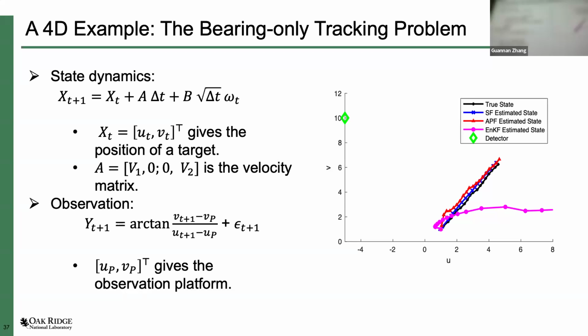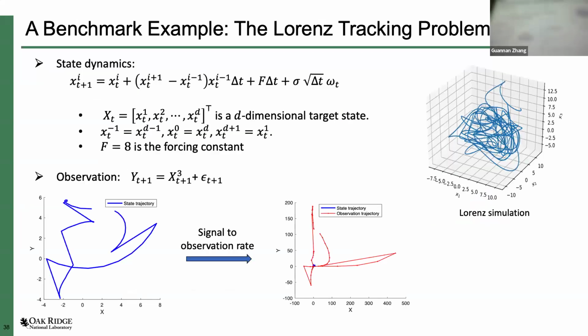And you can see because of the nonlinearity, it's well known that ensemble Kalman filter will go off. Even in such a low D problem, because of nonlinearity, ensemble Kalman filter will not work. But the particle filter is the perfect solution for this type of problem. That's why we can see our method works as well as particle filter in this low D but highly nonlinear problem.